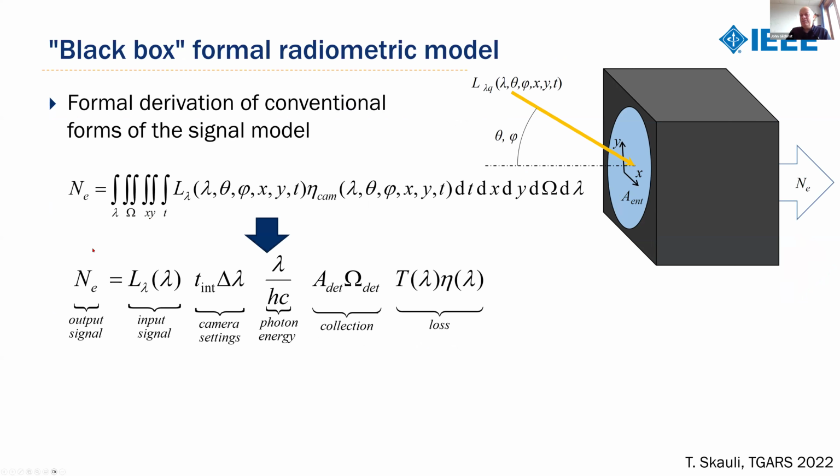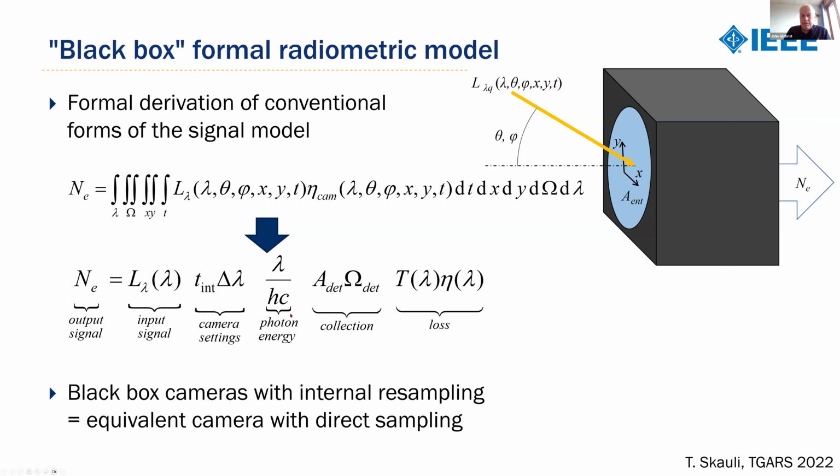quickly gets translated back to something familiar, which is an input signal, the settings of integration time and bandwidth, photon energy needs to be taken into account, and then it is the light collection by the camera and the losses in the camera. But this arrow here replaces a little bit of derivation so that we can rigorously say what we mean by these A, omega, T and eta. And that actually brings out some assumptions that we are not always explicit about.